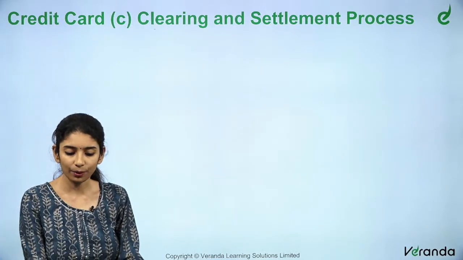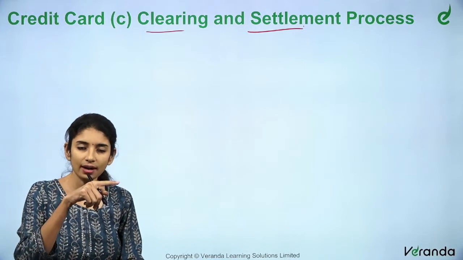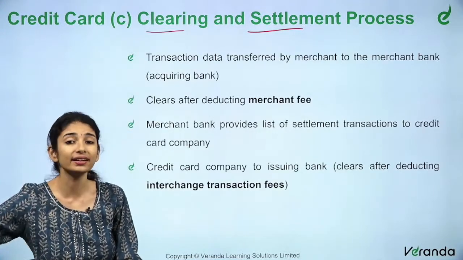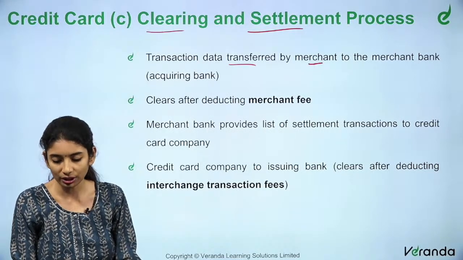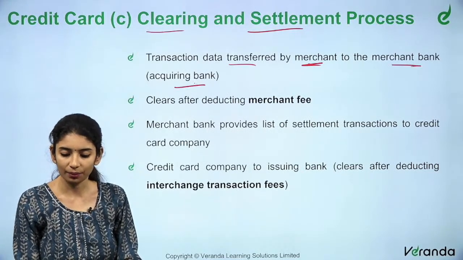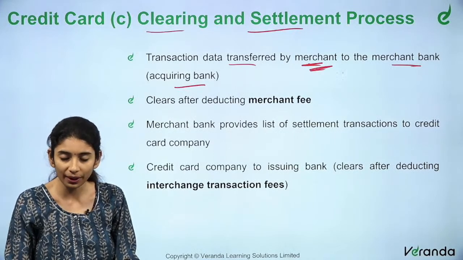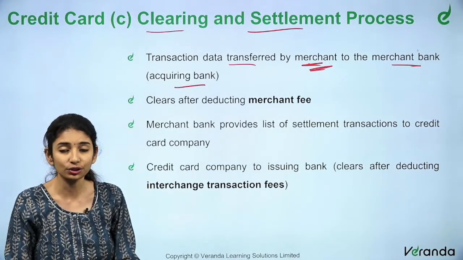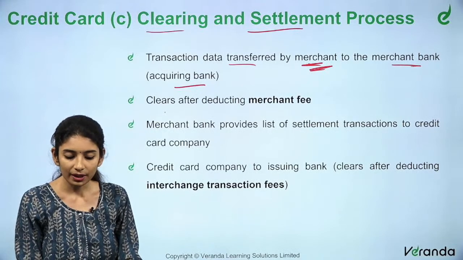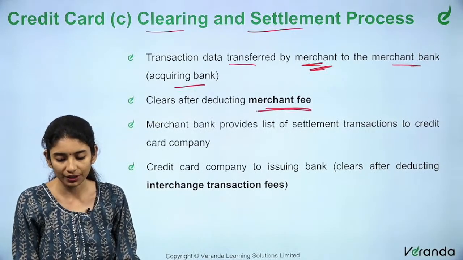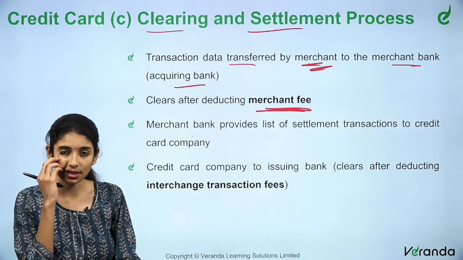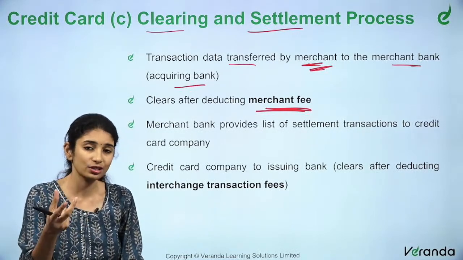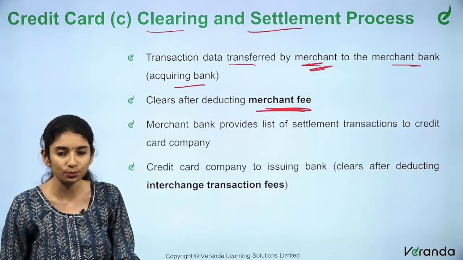Clearing and settlement process. So here is when the funds are debited, but how does the clearing at the end of the month happen? Transaction data is transferred by the merchant, the petrol bunk, to the merchant bank. The bank clears after deducting merchant fee. So there's a merchant fee which is deducted, and the rest of the amount is put in the bank, usually a 2% fee.